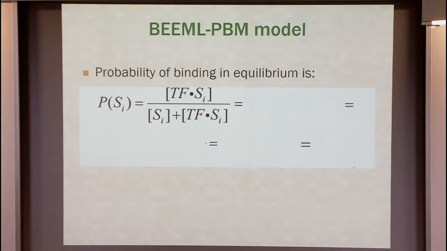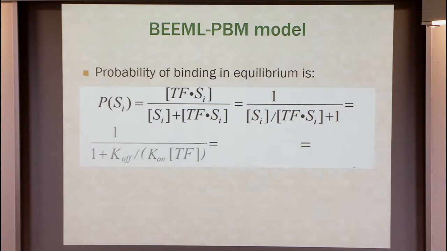The probability of binding in equilibrium. What does equilibrium mean? It means that the concentration of bound and unbound DNA is the same. So the probability is the ratio between the bound DNA over the bound and unbound DNA, right? It makes sense because we have the bound divided by the bound and unbound. So this gives the probability for a sequence. Now we can divide both the denominator and numerator by the concentration of the bound DNA, and we get this value. If you recall, this is k off over k on times the concentration of the TF, and we can also replace it with Kd.